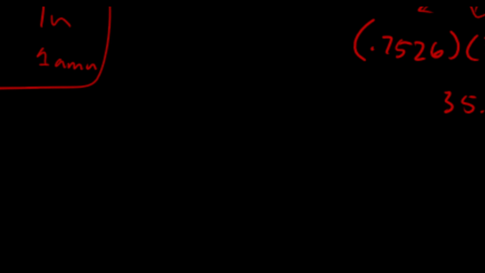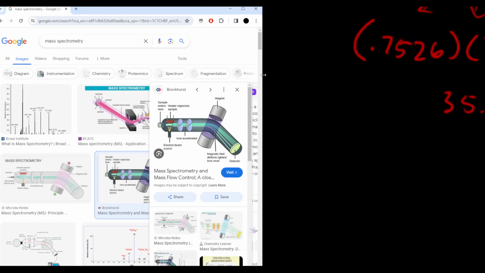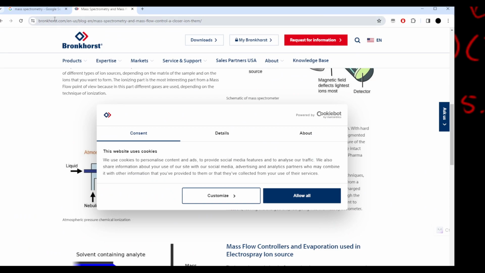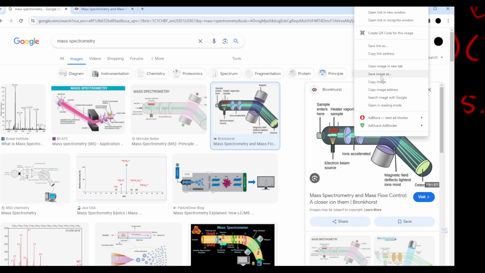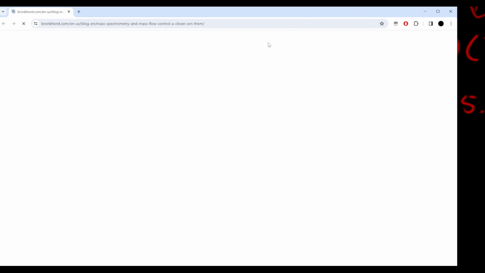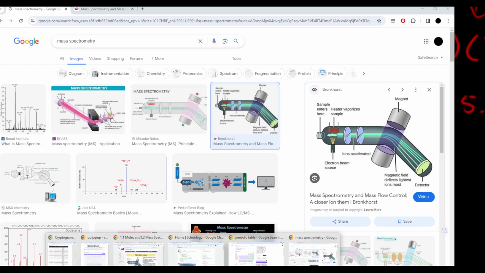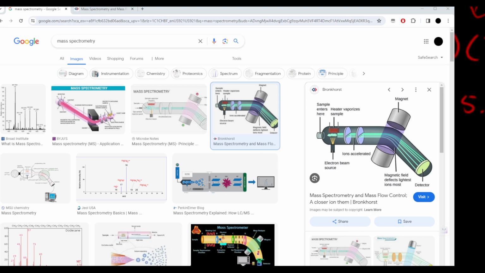Now, I'm not going to draw a mass spectrometer out, so I'm just going to search a picture up. Give me a second. I should have done this earlier, but let's find one. All right, I just pulled one off of the internet. So let's look at this one, right? So what's going on in this, let's take a look.